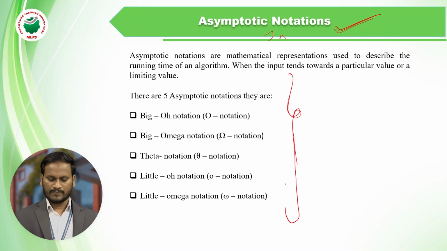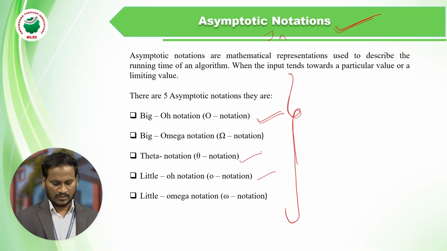In asymptotic notations, first one is big O notation. Second one is small o or little o notation. Third one is theta notation, and fourth one is big omega notation. These are the four types in the R20 syllabus.